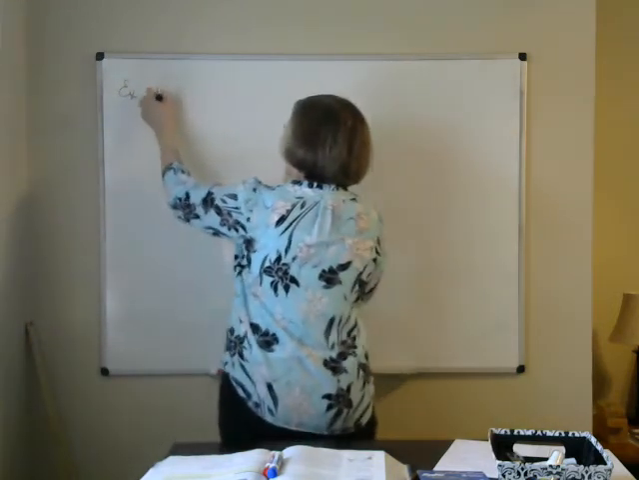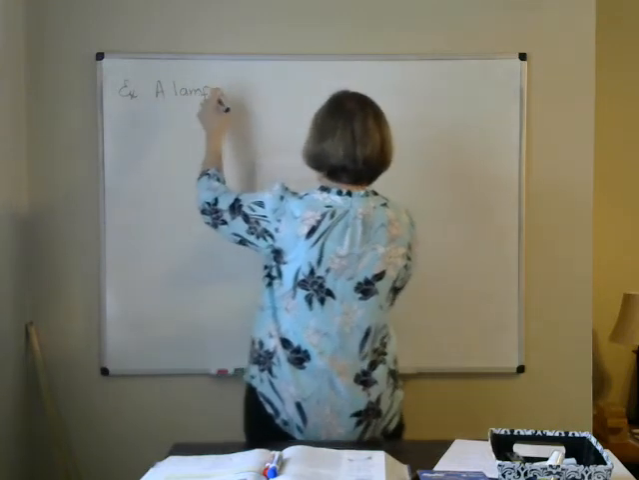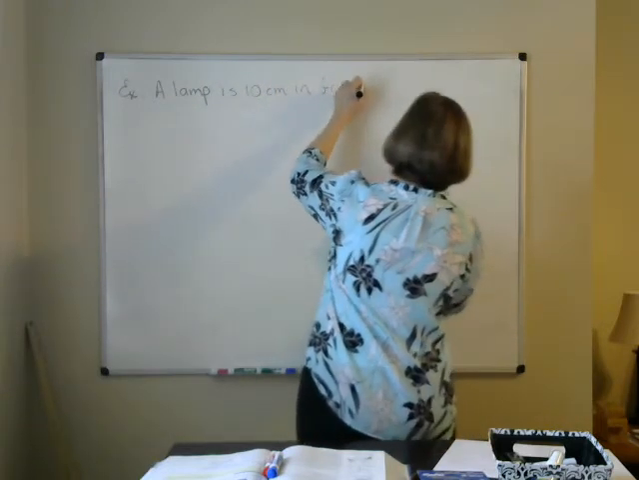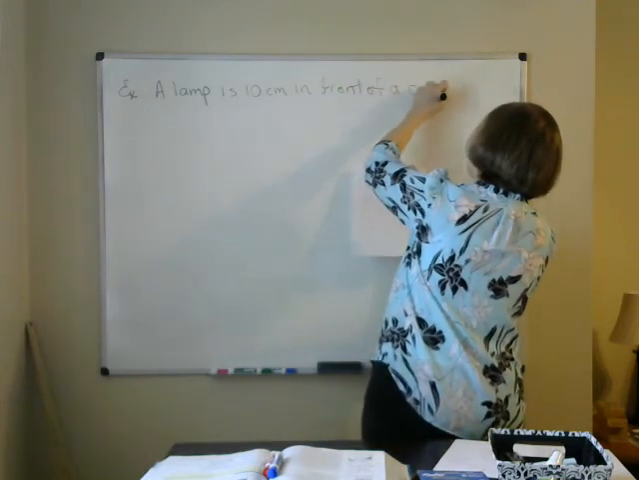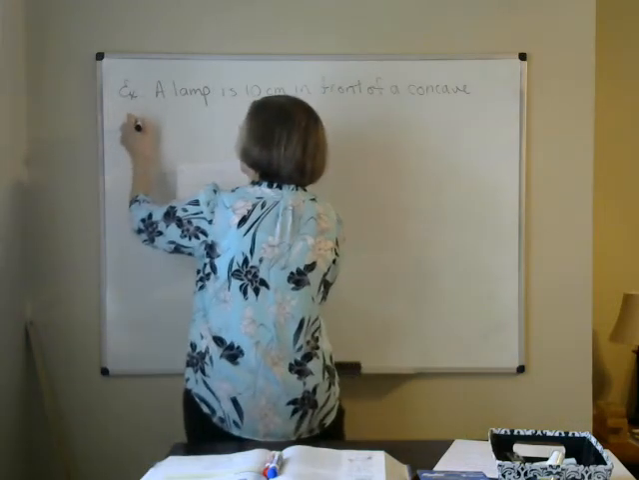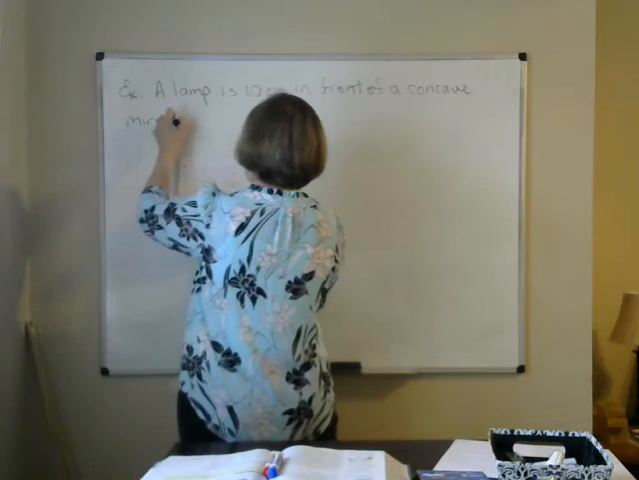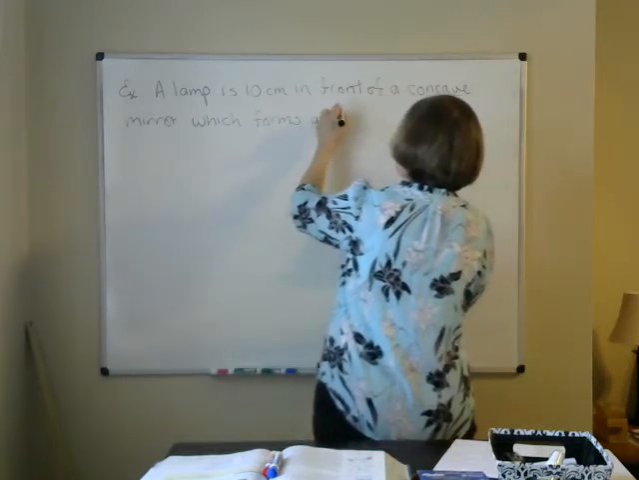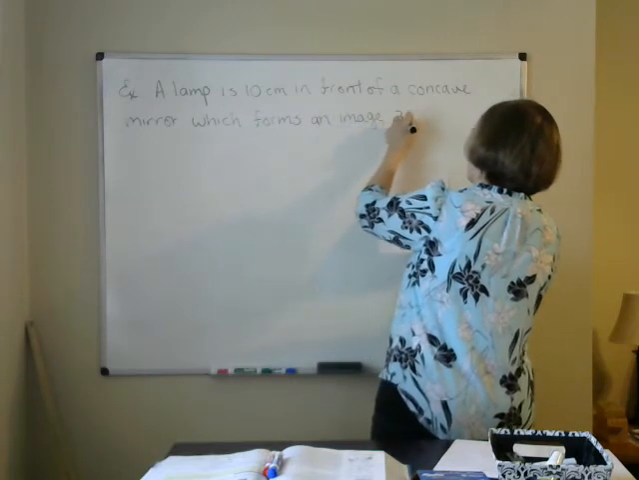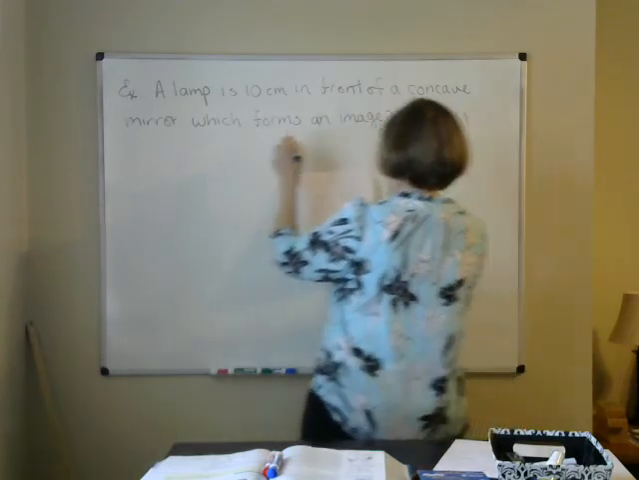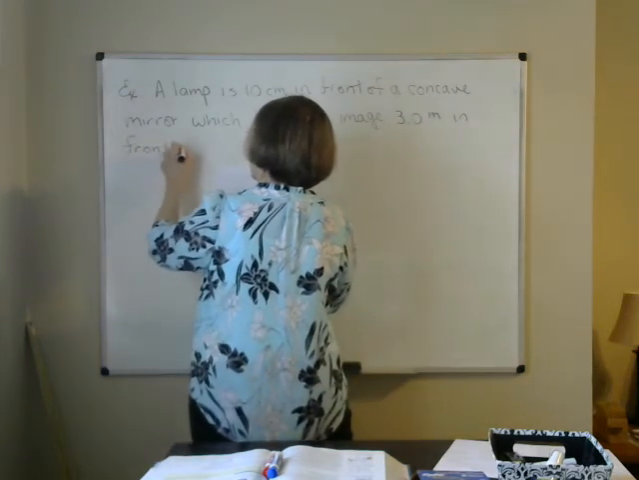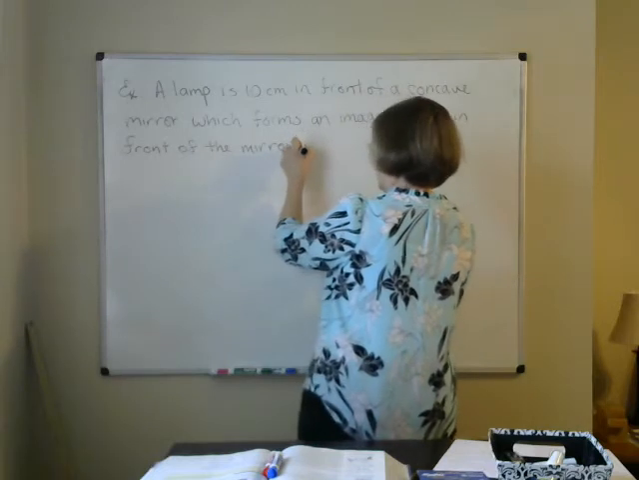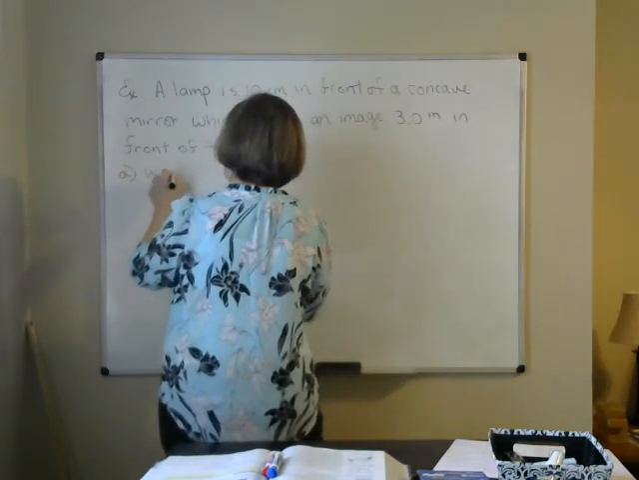Okay, it says a lamp. By lamp, we're probably really talking about just the filament, is 10 centimeters in front of a concave mirror which forms an image 3 meters in front of the mirror. First question is, what is the radius of curvature?